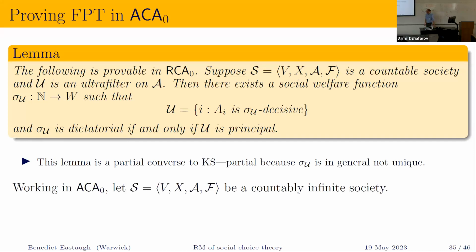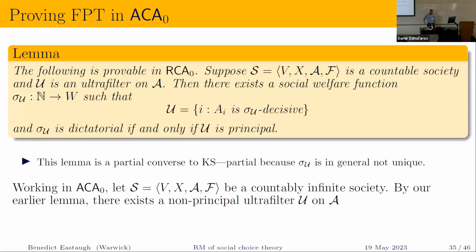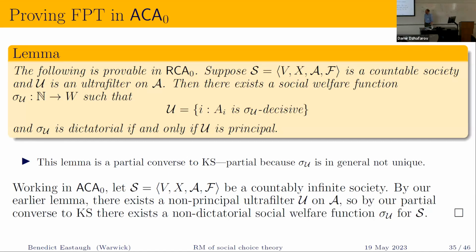Okay, so now working in ACA 0, take a countably infinite society. By the lemma from the previous slide, there's a non-principal ultrafilter on A, doesn't matter which one. And by this partial converse to the Kirman-Sondermann theorem, there's a non-dictatorial social welfare function. And that's Fishburn's theorem. So as I said, the proofs are easy. The lemmas are either lots of primitive recursion, or they are formalizations of the original proofs in Fishburn or in Kirman-Sondermann. So everything transfers very smoothly once you have the right definitions.